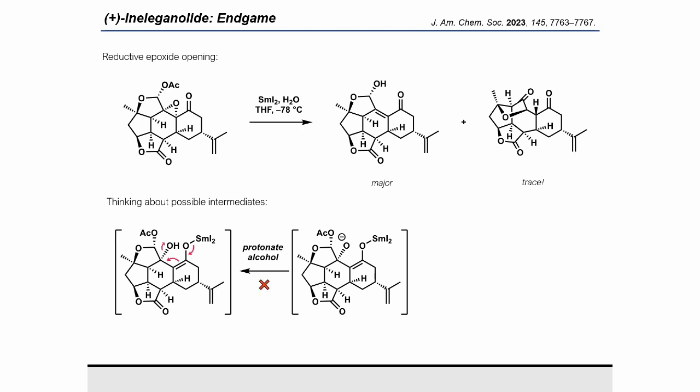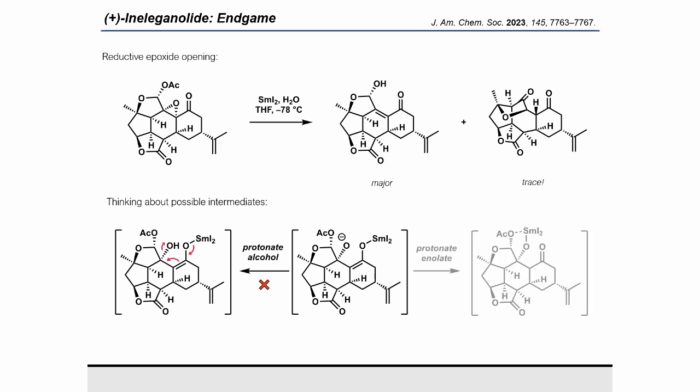product. If we instead think about protonating the samarium enolate, we would end up with the following intermediate, which looks promising for the semi-pinacol rearrangement to occur, with the acetate as a viable leaving group. This would lead to the wanted ring expansion and our pathway to ineleganolide.